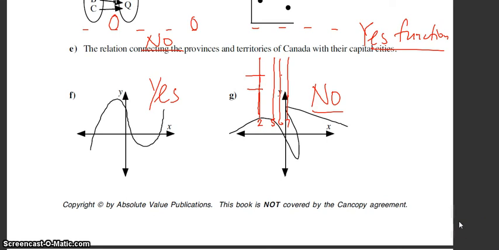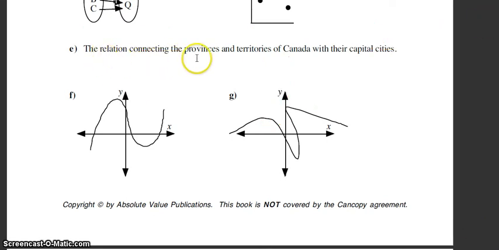All right, next. A relation connecting the provinces and territories of Canada with the capital city. Every province has one capital city. So if the connection is between the province and the capital city, there's only one each. So it is a function. By words, sometimes you need to make sure what's going on.